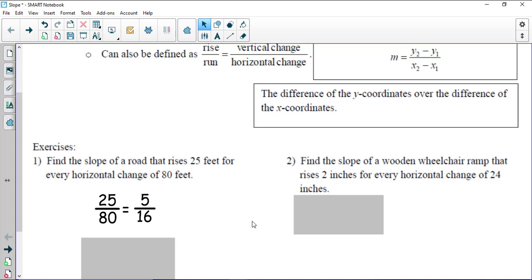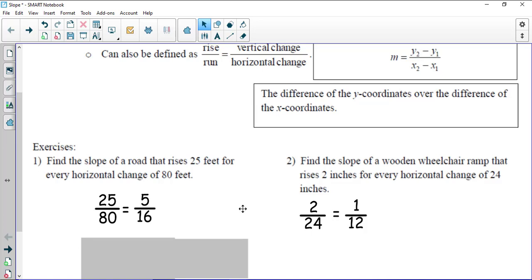Number 2, find the slope of a wooden wheelchair ramp that rises 2 inches, so that's going to go on top, for every horizontal change of 24 inches. So that's going to be 2 over 24, because again, that's rise over run or vertical change over horizontal change. That simplifies to 1/12. We'll often keep our slope as a fraction. Even if it's an improper fraction, we'll keep it as an improper fraction rather than writing it as a mixed number, like when we did ratios and unit rates.